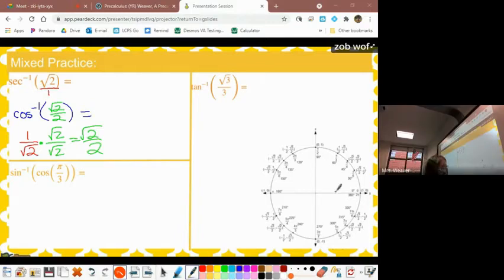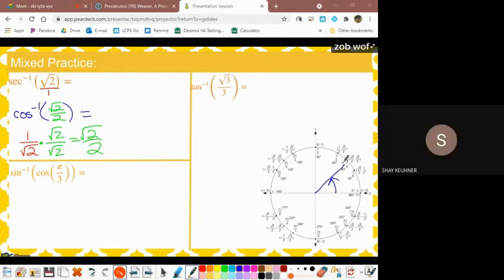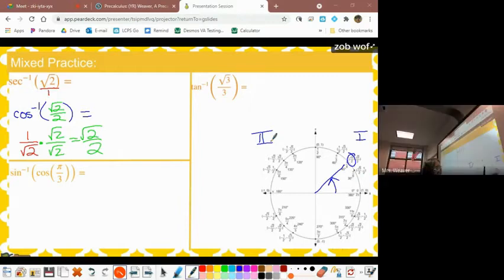Okay, and tell me how you knew that. I knew that because cosine is either in the first quadrant or the second quadrant, and since square root of 2 over 2 is positive, it aligns with pi over 4. Excellent. So we were in quadrant 1 where everything's positive, and cosine is the x value, and we found the x value of square root of 2 over 2 at pi over 4. That was exactly right. So you can put that answer here or here.